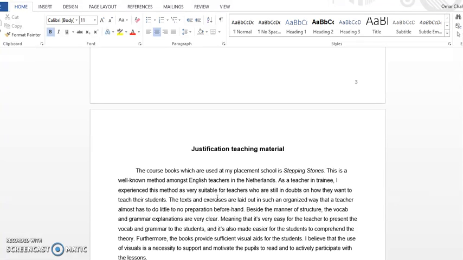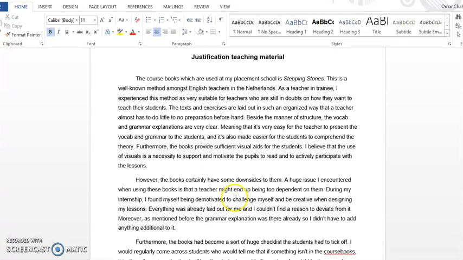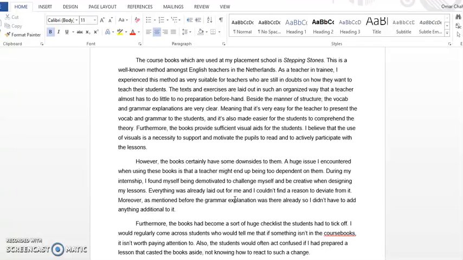However, there are certainly downsides to Stepping Stones. As I mentioned previously, a huge issue I encountered personally is that these books damper my creativity. I rely too much on them, and I'm very dependent on them. Everything is already laid out for me, and I don't like to deviate from it. It has also become a sort of huge checklist for the students to just tick off and say, okay, last time we stopped at exercise 10, and as soon as you deviate from that path, they start acting confused.